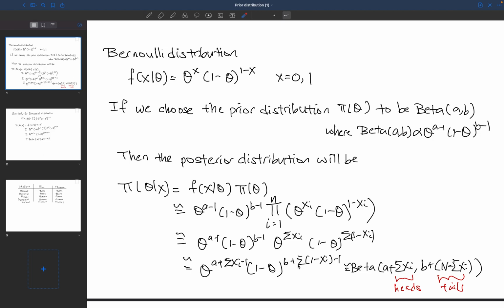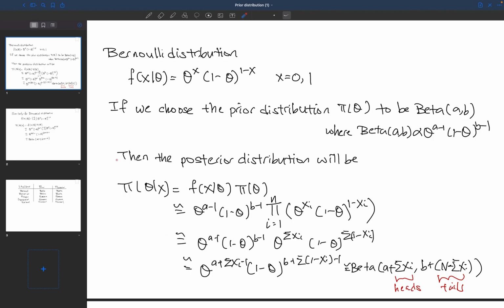In this video, we shall show the conjugate prior for Bernoulli and binomial distributions are the beta distributions. We will also simulate coin flipping to illustrate how prior distributions evolve after multiple throws.